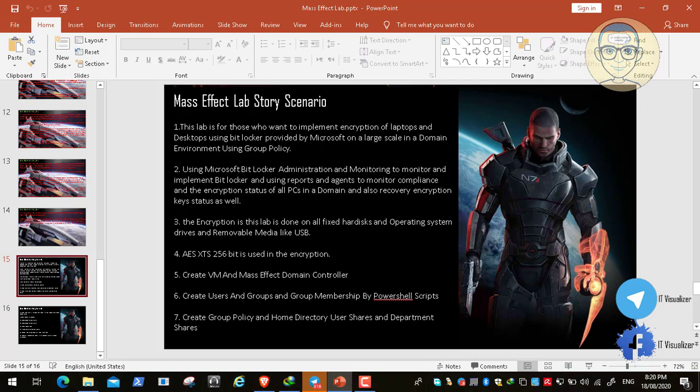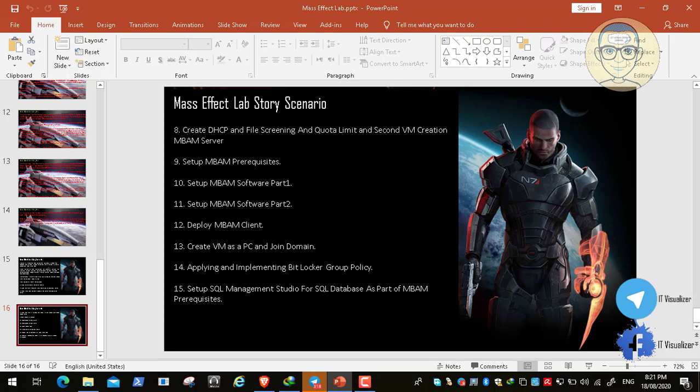So we will begin our scenario. We will create a virtual machine using Hyper-V as our hypervisor, and then we will create our Mass Effect first domain controller. We will create users, groups, and group memberships by using PowerShell scripts, and then we will create a group policy for the BitLocker. And we will create home directory user shares and department shares. This also will be discussed.